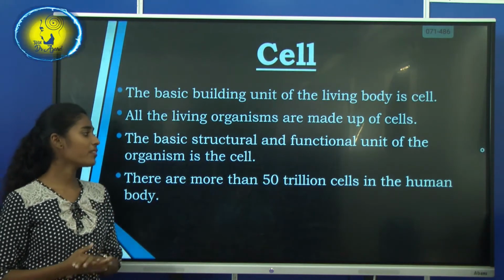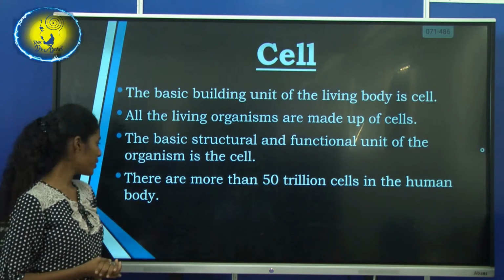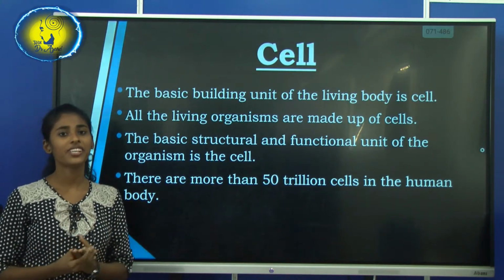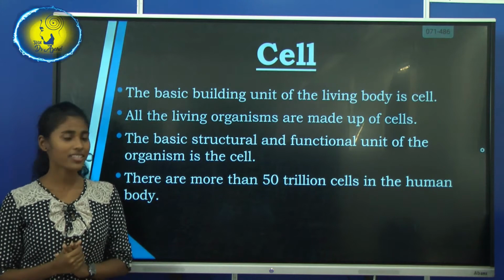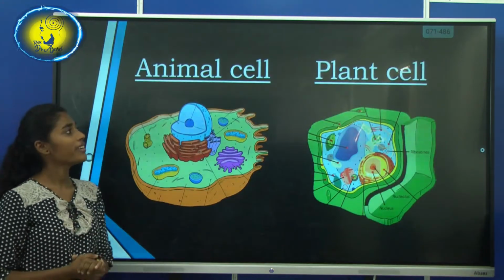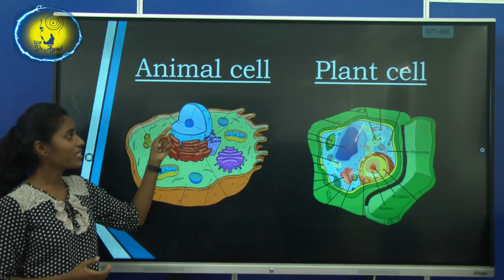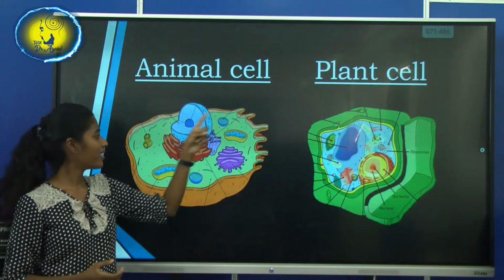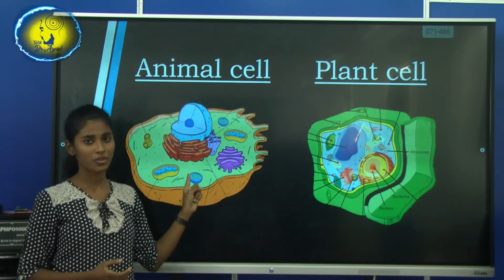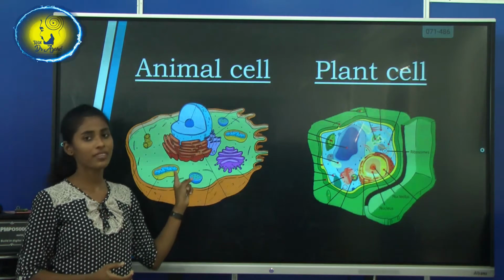There are more than 50 trillion cells in the human body. More than 50 trillion cells. That means a very large amount. Here you can see an animal cell and a plant cell. There are some differences and similarities between those cells.